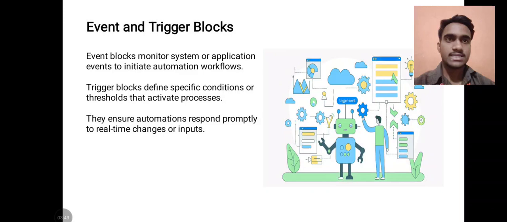Next, event and trigger blocks. Event blocks monitor systems or application events to initiate automation workflows. Trigger blocks define specific conditions or thresholds that activate processes. They ensure automation responds promptly to real-time changes or inputs. By using these event and trigger blocks, we trigger the target and perform the events that are actually happening in real time. It is very useful.